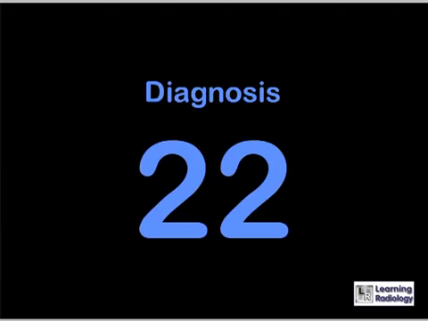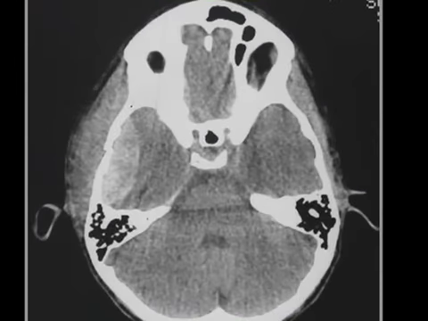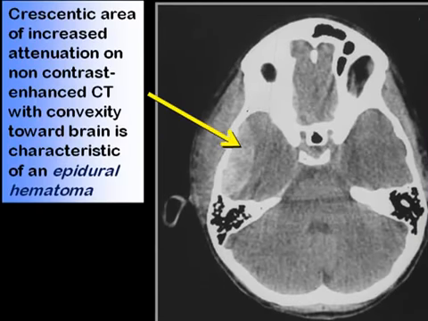This is a 37-year-old who was hit in the head with a brick. Why is he feeling drowsy? Well, the yellow arrow is pointing to a crescentic area of increased attenuation on this non-contrast enhanced CT scan, which has a convexity pointing toward the brain, which is characteristic of an epidural hematoma. This person also has a large scalp hematoma to which the red arrow is pointing.